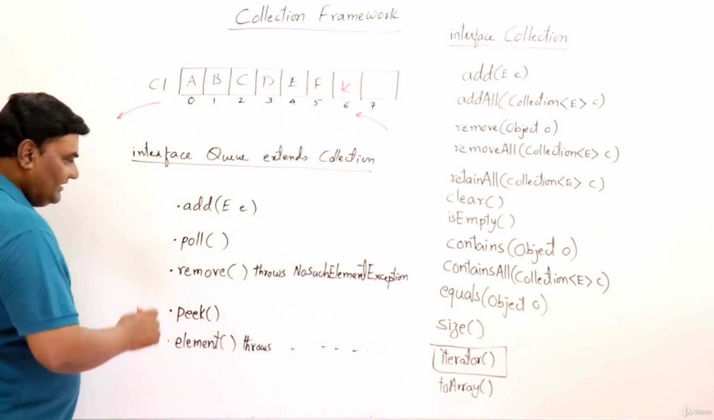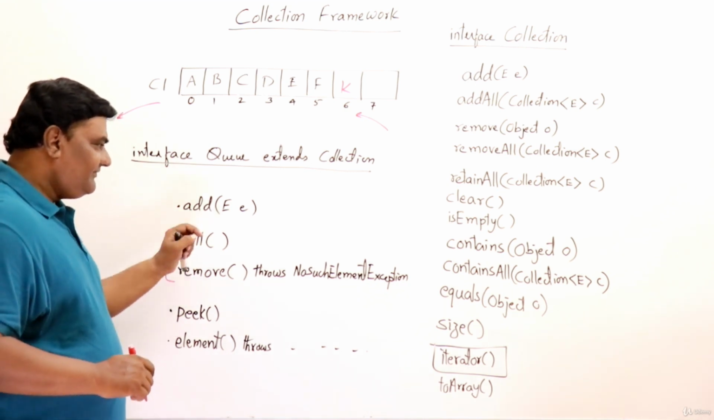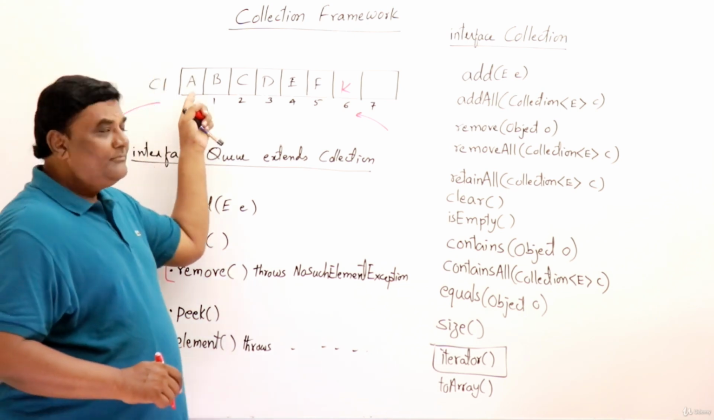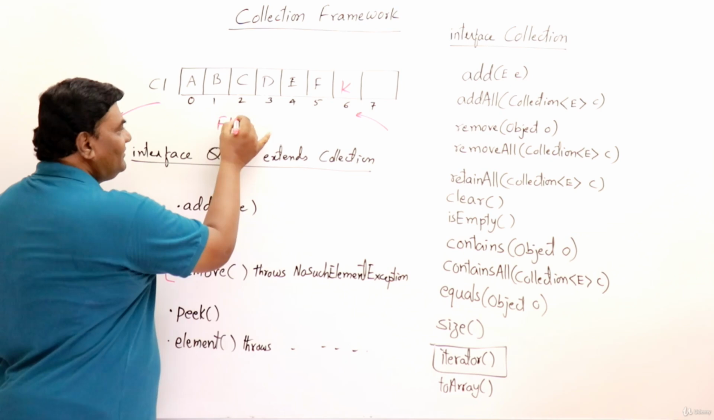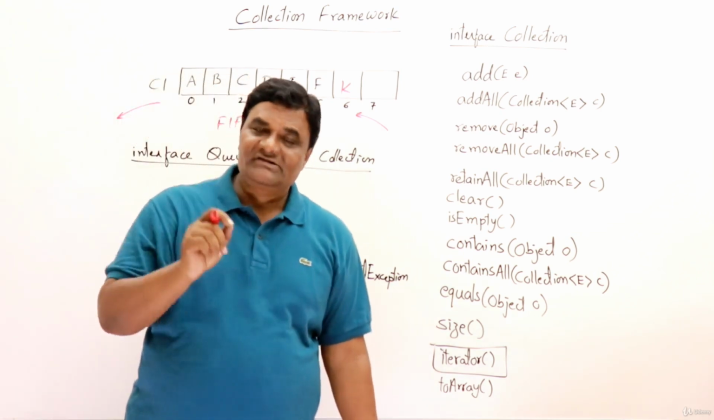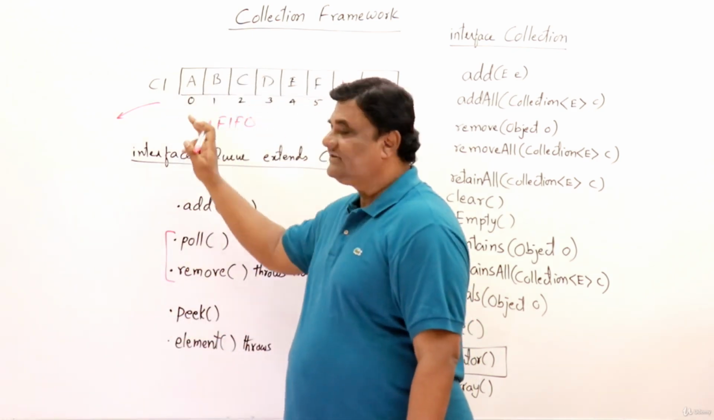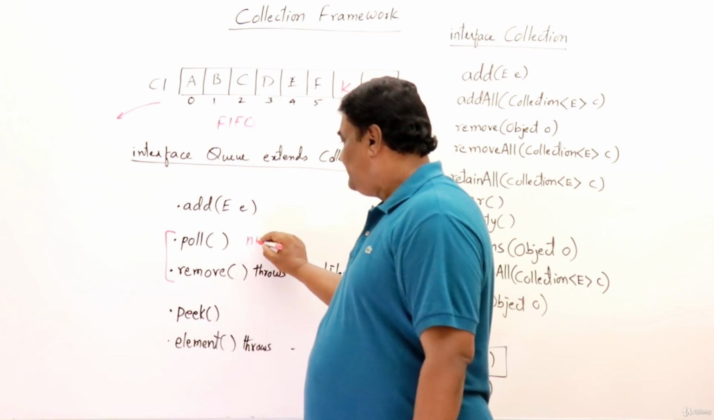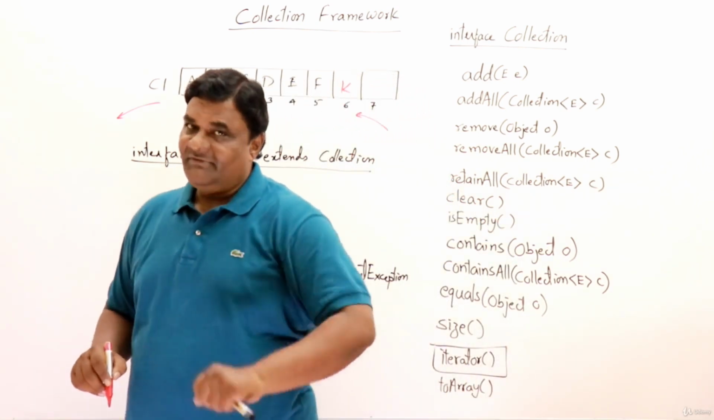The next methods are similar in their performance, but there is some difference. Let us see. Poll will remove the first object. As it is FIFO, first in, first out, it will not ask which element to remove. It will remove the first element only. And if the queue is empty, then poll will return null.